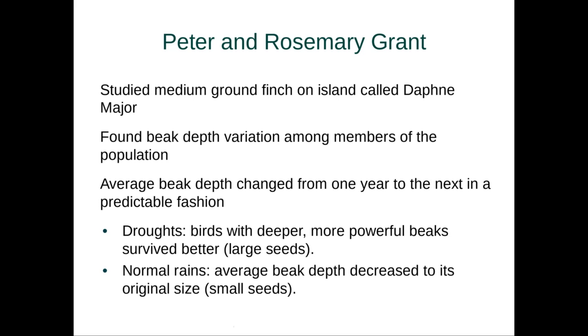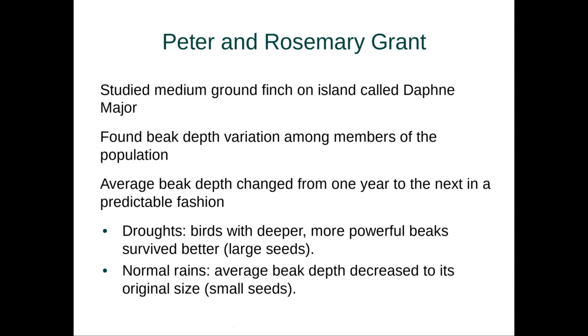Now, what they saw was that during years with drought, birds with deeper, more powerful beaks survived because they were able to feed on the large seeds that proliferated during droughts. And with normal rains, so just your average everyday year in the Galapagos, average beak depth decreased toward its original size, because small seeds were favored by higher amounts of water.